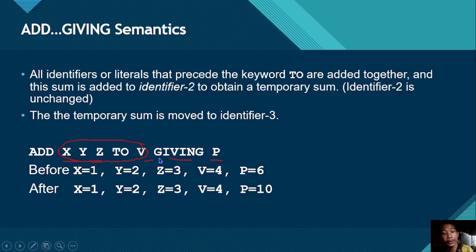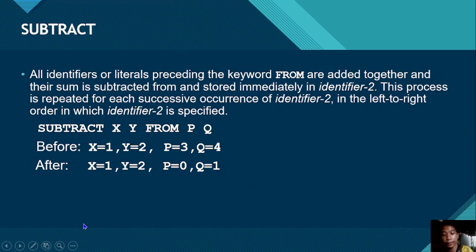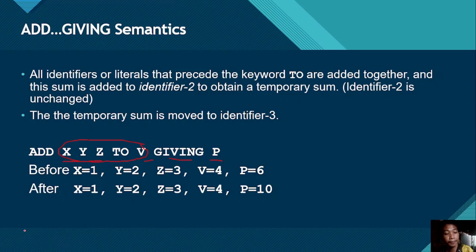But since we are using GIVING, basically the value 10 would be stored to p and not to v. So v would remain its value after adding it.